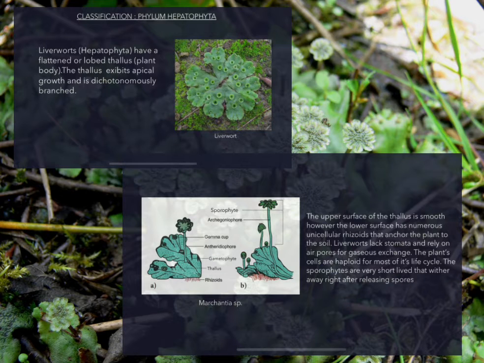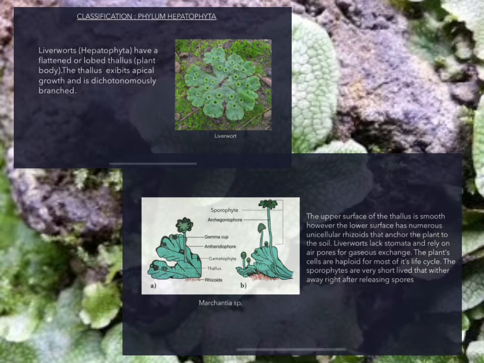As for phylum Hepatophyta, liverworts have a flattened or lobed thallus. The thallus exhibits apical growth and is dichotomously branched. The upper surface of the thallus is smooth, however the lower surface has numerous unicellular rhizoids that anchor the plant to the soil. Liverworts lack stomata and rely on air pores for gaseous exchange. The plant cells are haploid for most of its life cycle. The sporophytes are very short-lived and wither away right after releasing spores.